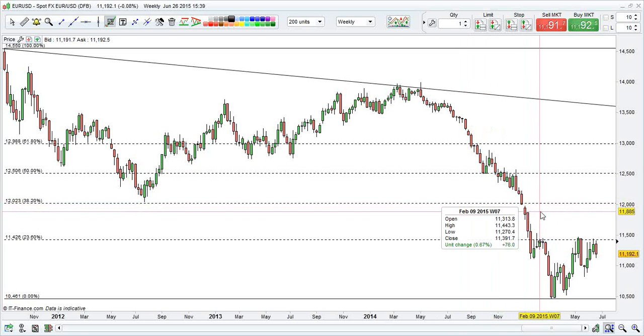So that is our basic course module on Fibonacci extensions and retracements.